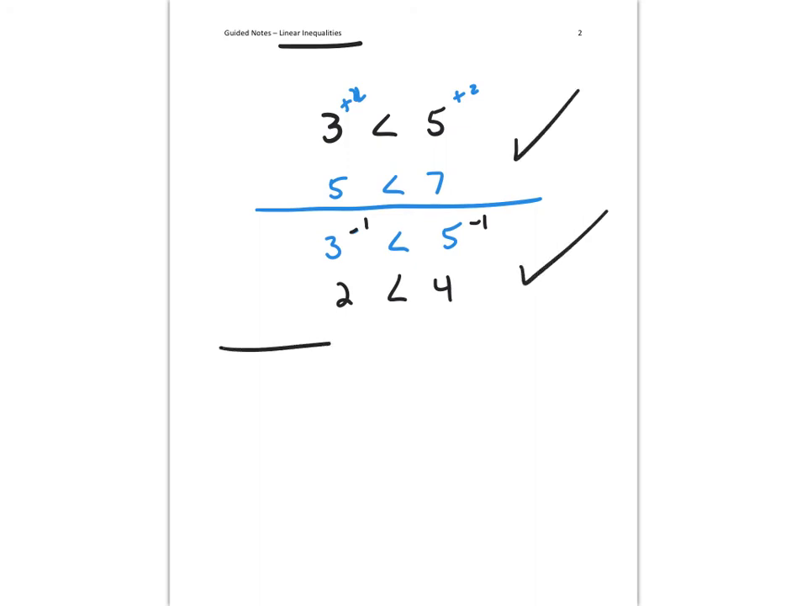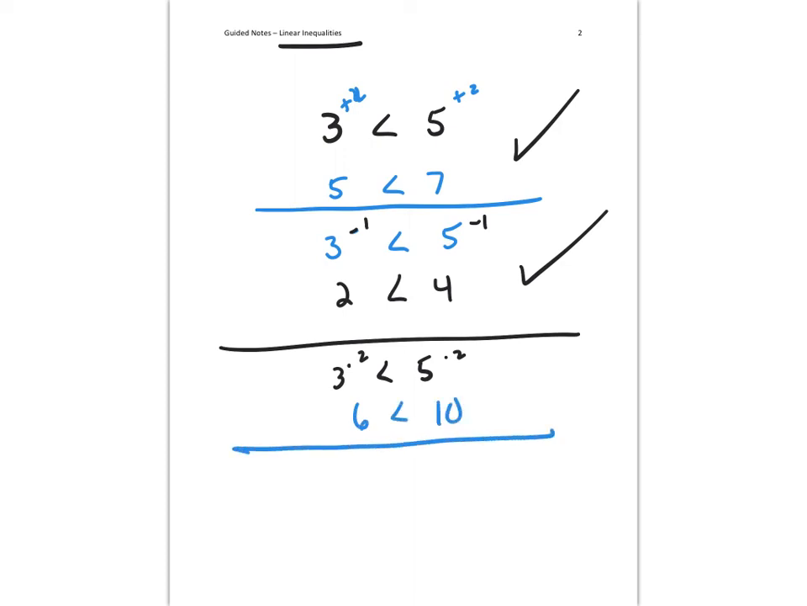All right, now let's start over again. 3 is less than 5, and let's multiply both sides by 2. If I multiply both sides by 2, I get 6 is less than 10. That's true.